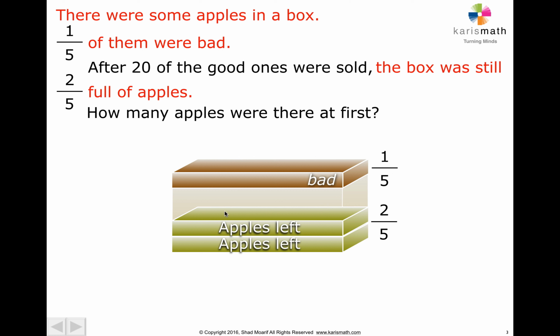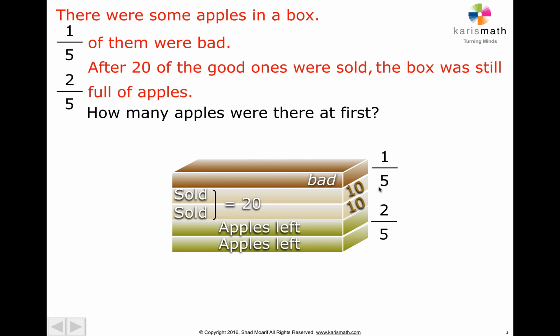That means the remaining 2/5. Won't the remaining be 2/5? Yes. So it says after 20 of the good ones were sold. So these must have been the ones that were sold. These are bad, and after these were sold, which is 20, these are 20. That means if this is 20, each one of these is 10. So we've actually solved the problem.